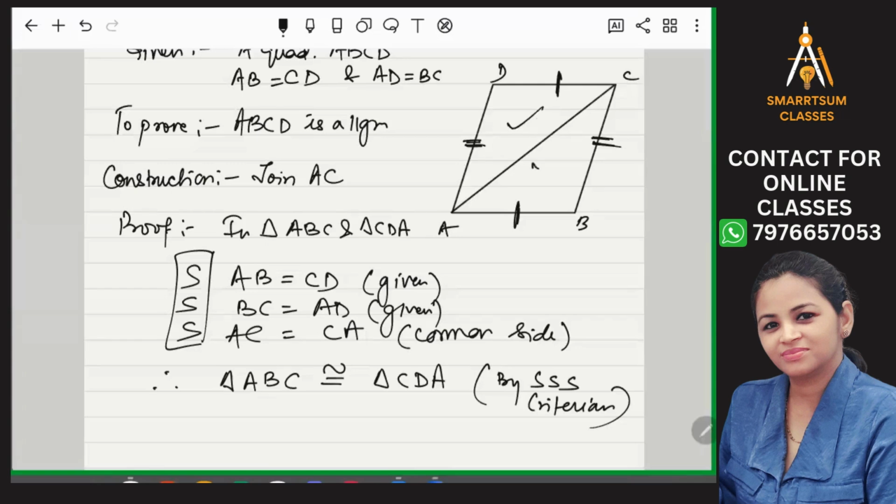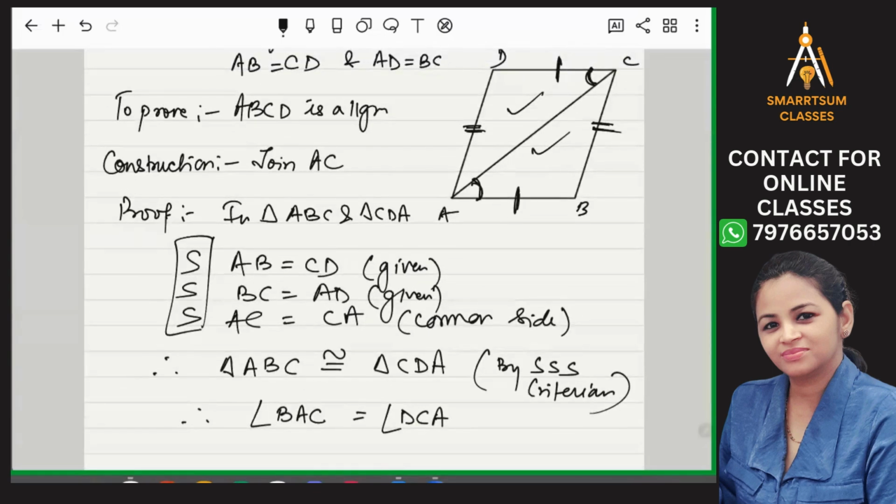Now, since these two triangles are congruent, can we say that angle BAC, this angle, is equal to angle DCA? Yes or no? This angle, they will be equal, right? Because for two congruent triangles, by CPCT, corresponding parts of congruent triangles are equal. So by CPCT, we can say that angle BAC is equal to angle DCA.